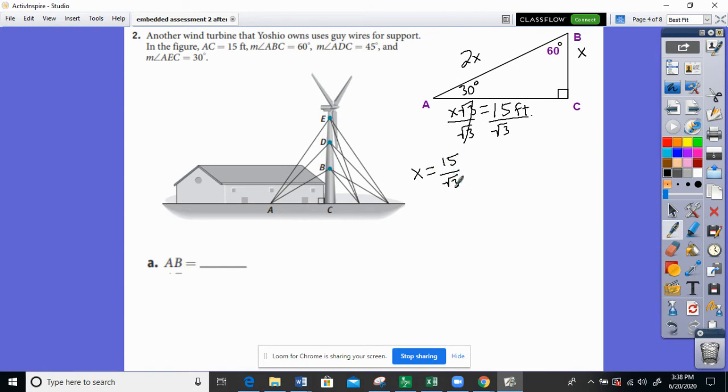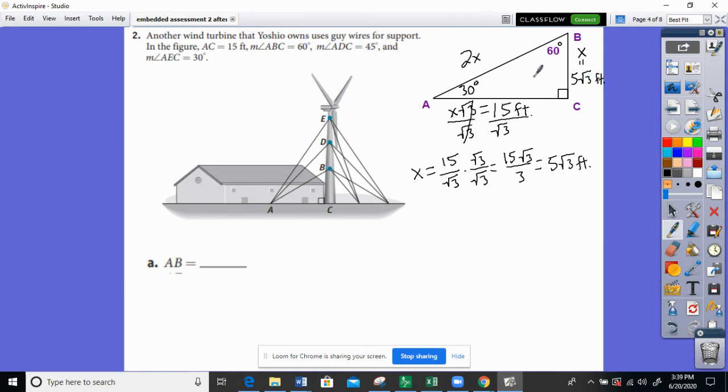But we do not want a square root of 3 in the denominator, so we're going to multiply the denominator and the numerator by the square root of 3. So that's going to give us 15 times the square root of 3 over 3. 15 over 3 reduces to 5, so that's 5 times the square root of 3 feet. But that's not the side that we're looking for. That's actually the length of segment BC.